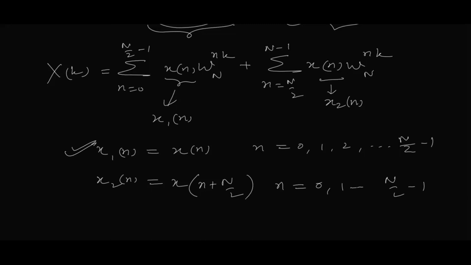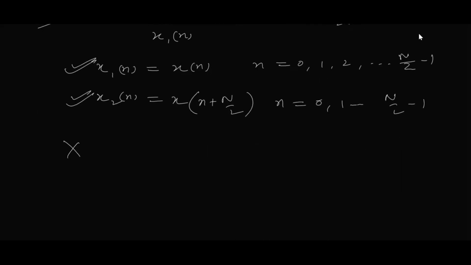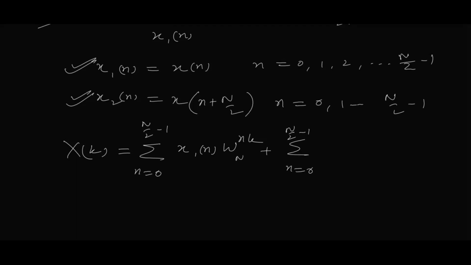Let us put these values of x1[n] and x2[n] in this equation, so that X[k] will become equal to summation n equal to 0 to N/2 minus 1, x1[n] twiddle factor to the power nk, plus summation of n equal to 0 to N/2 minus 1, x2[n], and in place of n now we'll write (n plus N/2) multiplied by k.